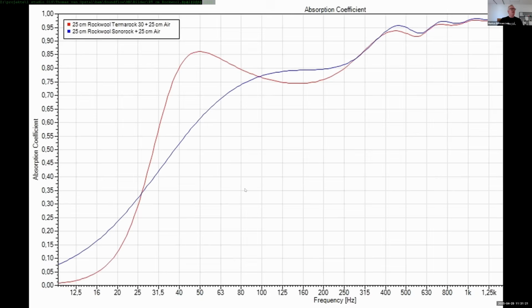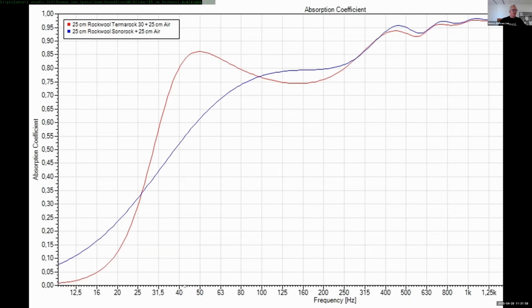This is what happens if we take the same rock wool, 25 centimeters, and now we place it with a 25 centimeter gap to the wall. So the whole construction is now 50 centimeters. Yeah, 25 centimeters of rock wool and 25 centimeters of air. And what happens is that we have a much stronger absorption in the low frequency range. And very interesting, this is the difference between the two rock wool models or products. The difference is much bigger now.